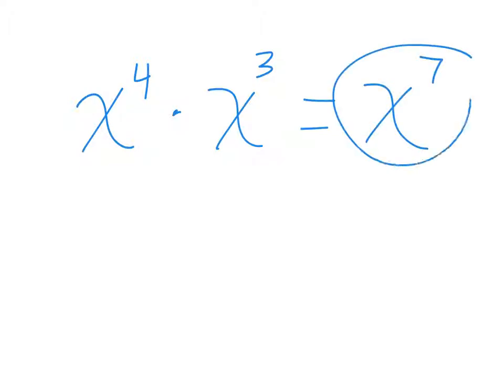So when we're taking, say, x to the fourth and I'm multiplying times x to the third, that simply just becomes x to the seventh, and that would be our answer there. We don't have to solve that all the way down. We're just simplifying. And again, that's called the product rule.